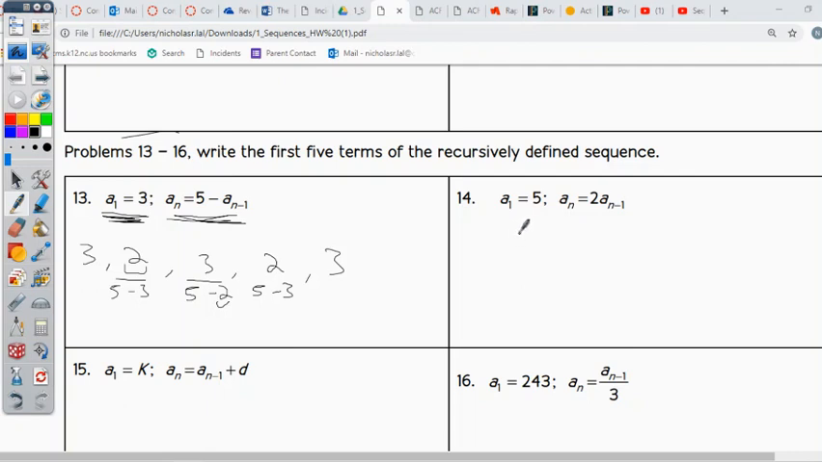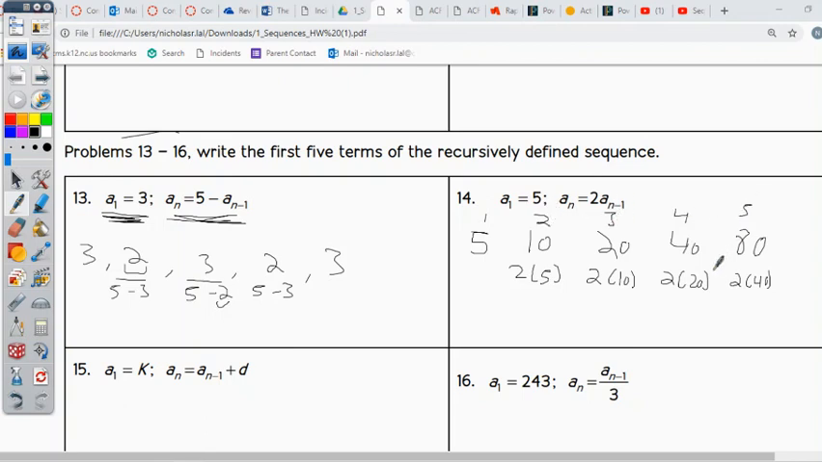All right, 14. a1 is 5. The first term is 5. So the second term is going to be 2 times the first term. So 2 times 5 is 10. 2 times 10 is 20. 2 times 20 is 40. 2 times 40 is 80. All right, so those are the first 5: term 1, term 2, term 3, term 4, and term 5.